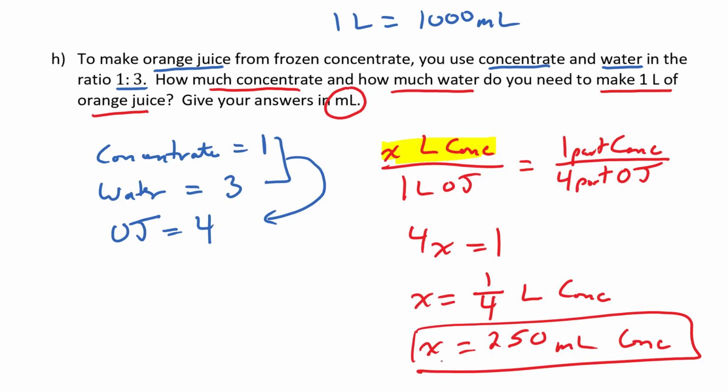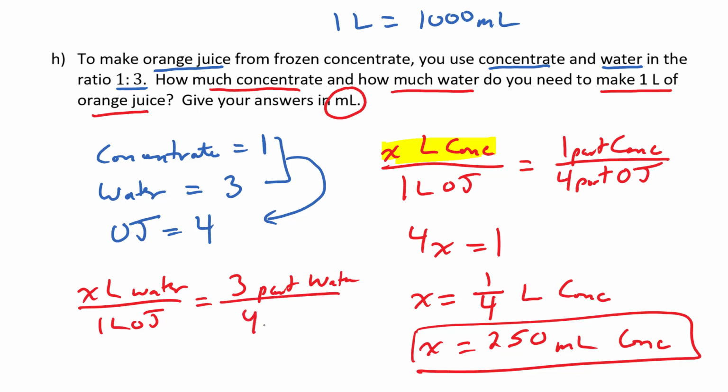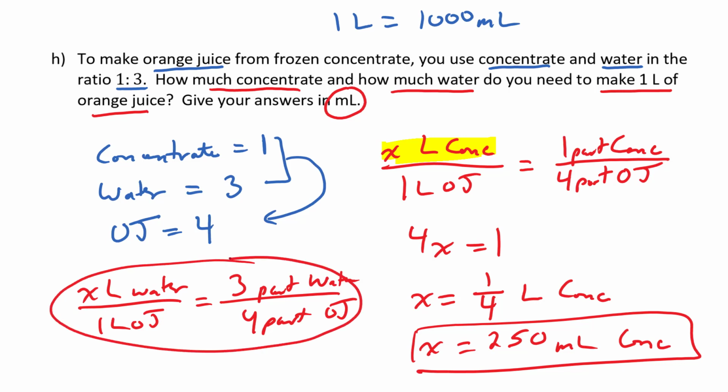So that's how much concentrate we need. Now we could go through and do this whole calculation for the amount of water. X liters of water over 1 liter of orange juice equals, we have 3 parts water for every 4 parts of orange juice. But we don't need to do all this work. You can if you want to, but notice this.